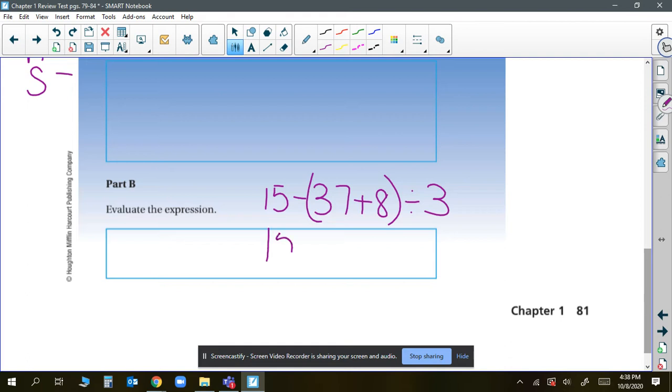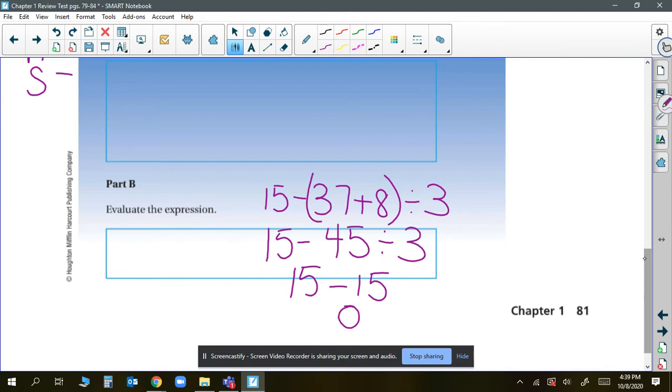So I'm going to bring down my 15 because we need to do our parentheses first. And that's going to give us 45. Then I just bring down divided by 3. Now I have subtraction and I have division. Well, division comes first. Please excuse my dear Aunt Sally. Division before subtraction. Okay, so 45 divided by 3 is actually 15. And then you just bring down your 15 and you subtract, and you're going to get 0 as your answer.